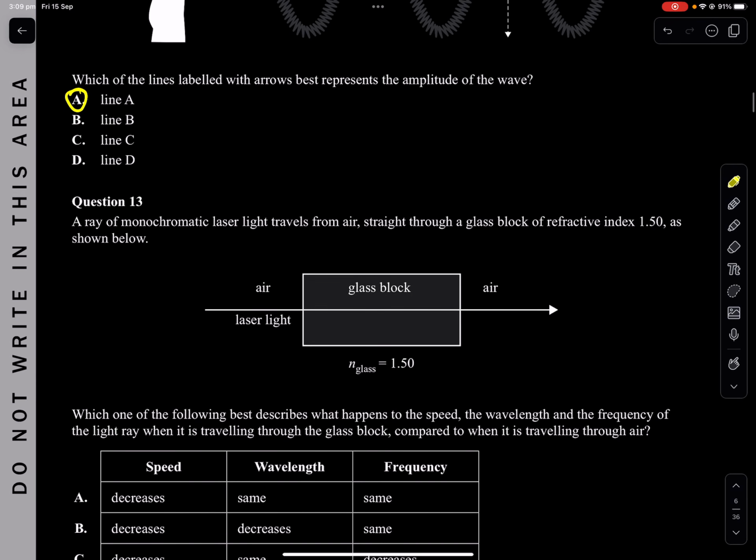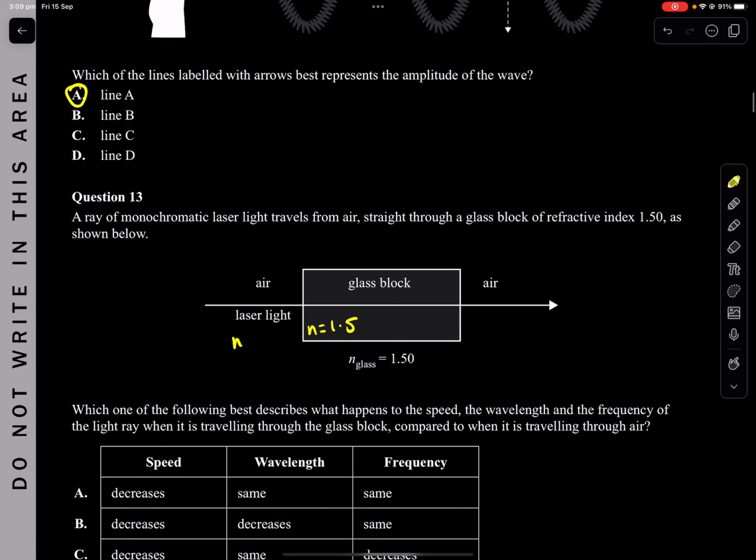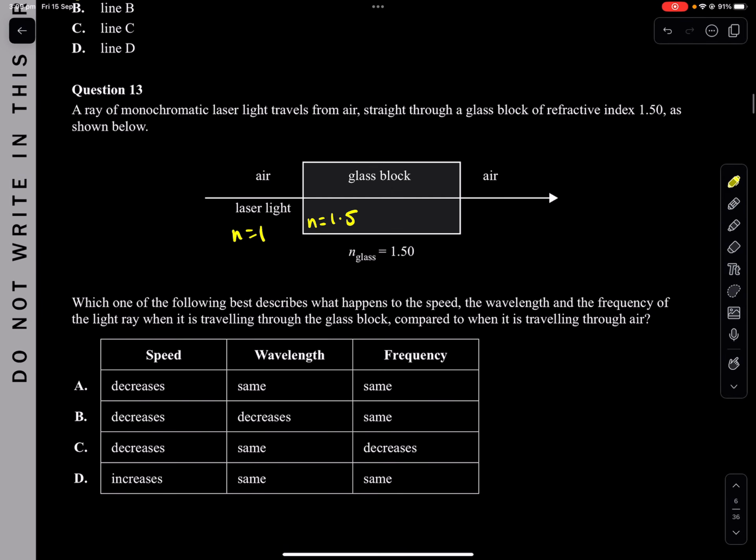A ray of monochromatic laser light travels through air, straight through a glass block of refractive index 1.5. So this is 1.5. As shown, and we know that n is equal to 1 here, of air. Which of the following best describes what happens to the speed, the wavelength, and the frequency of light rays when it's traveling through glass blocks compared to when it's traveling through air?